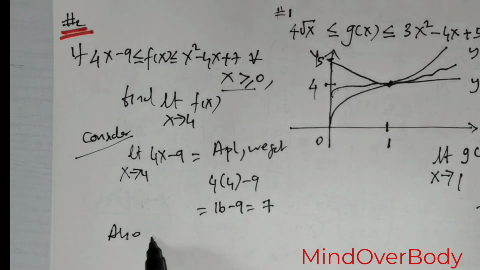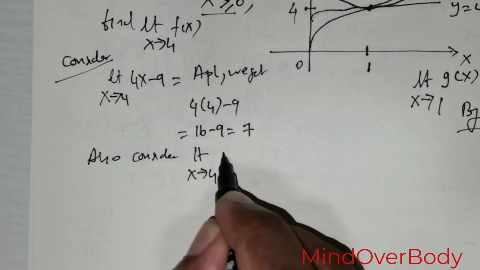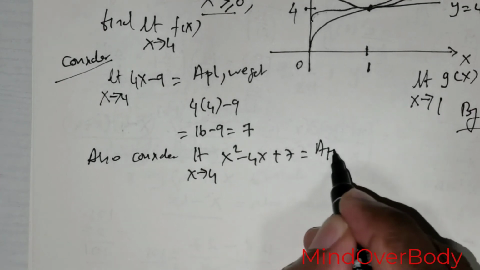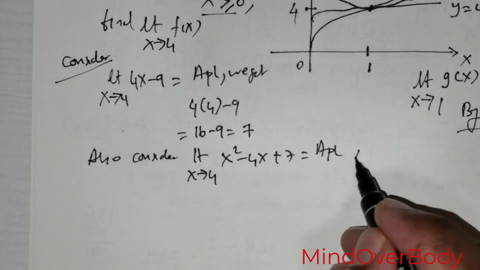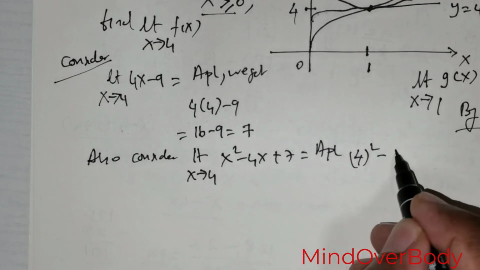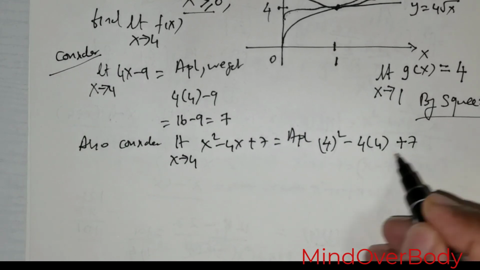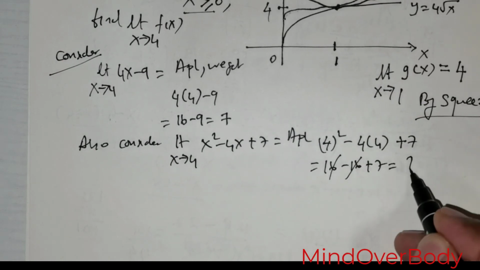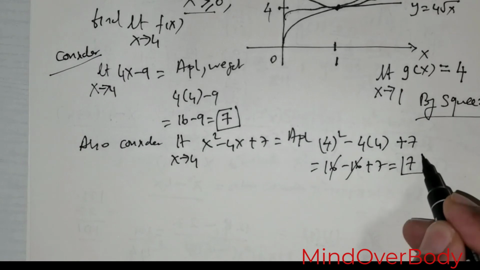Also consider the limit as x tends to 4 of x squared minus 4x plus 7. Now applying limits, what do we get? In place of x I substitute 4, that's 4 squared minus 4 times 4 plus 7. This is 16 minus 16 plus 7, and you get 7. So you get 7 as a limit here, and you get 7 as a limit here.